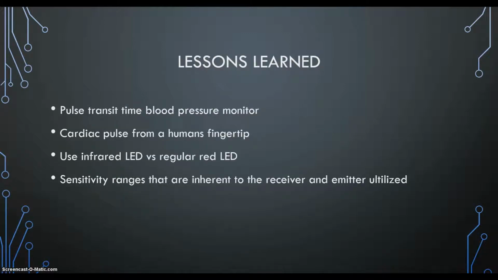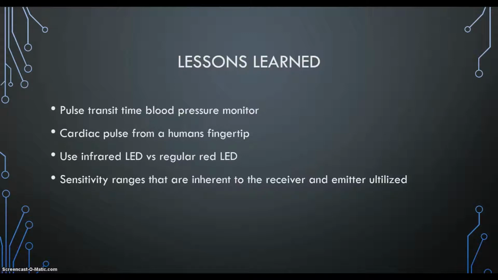One of the main lessons learned in the lab was a post-transit time blood pressure monitor, in which the receiver and emitter were pointed at each other and the finger was placed in between them. Another lesson learned was how the light spectrum affects the results for the signal.